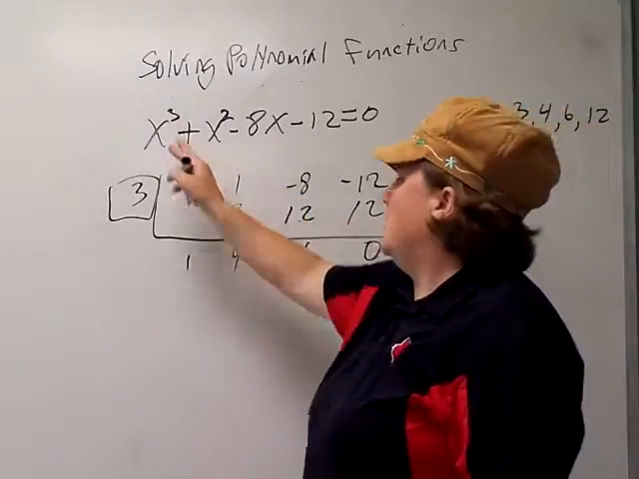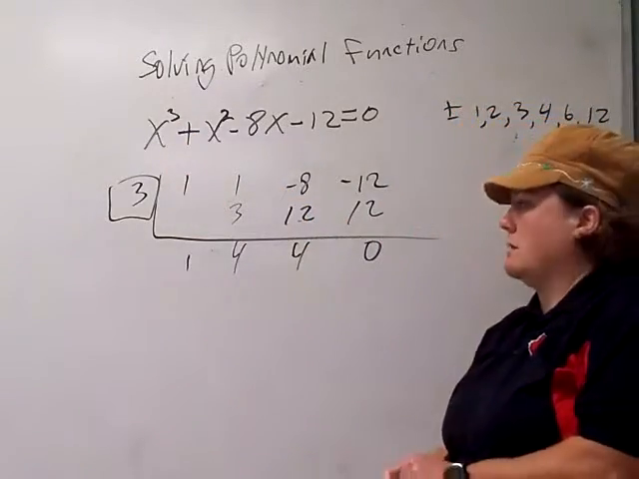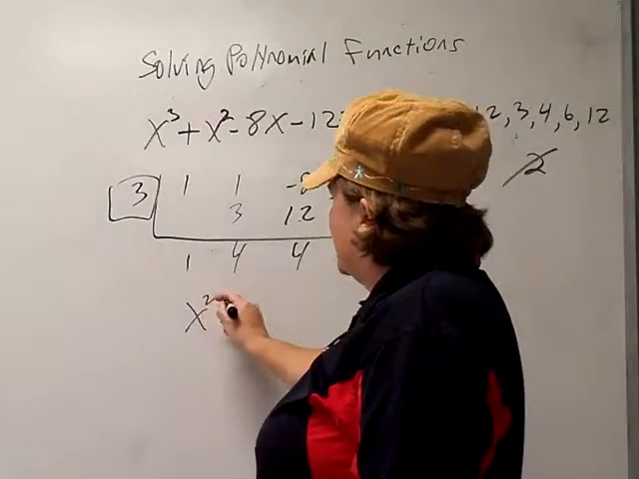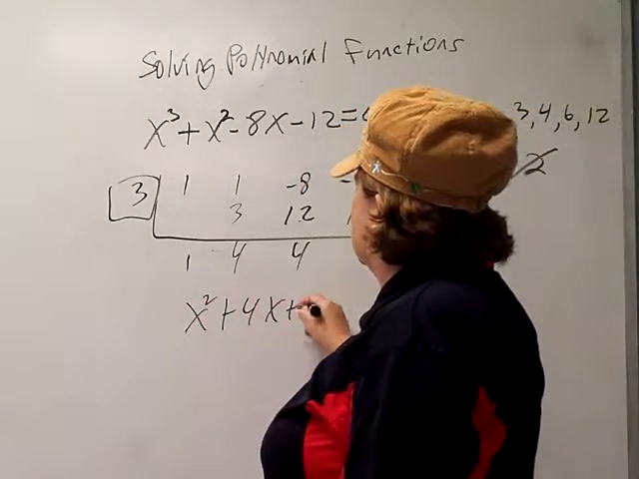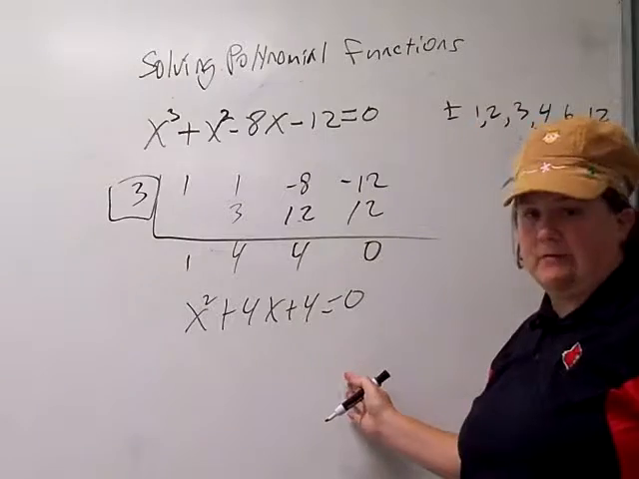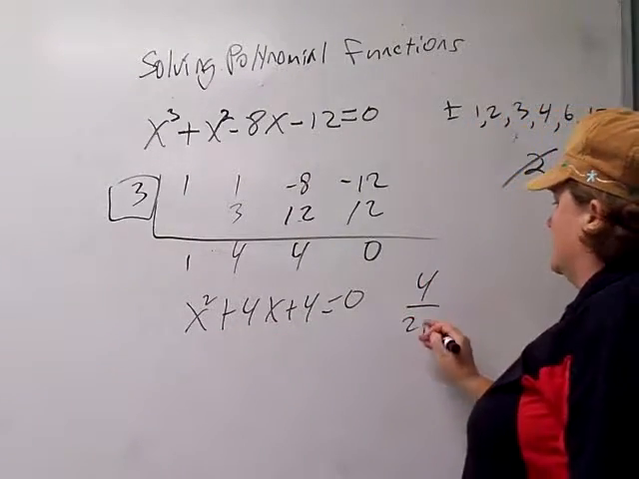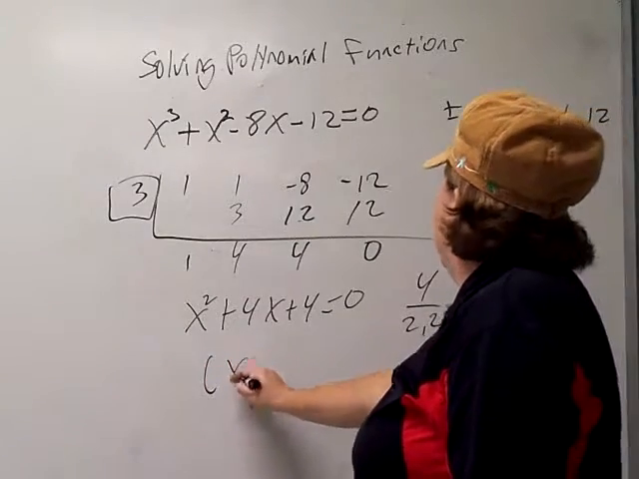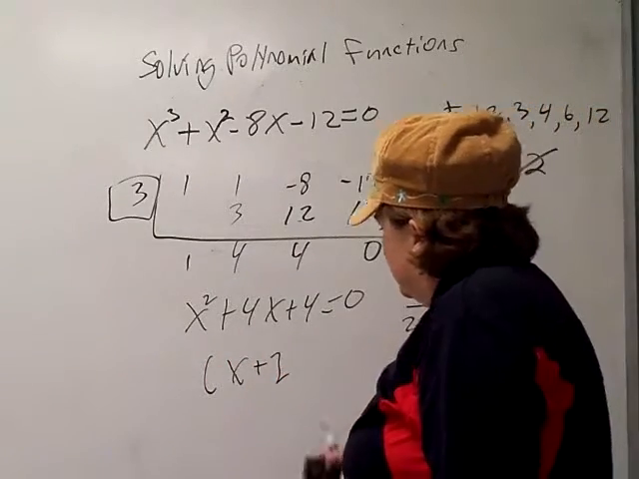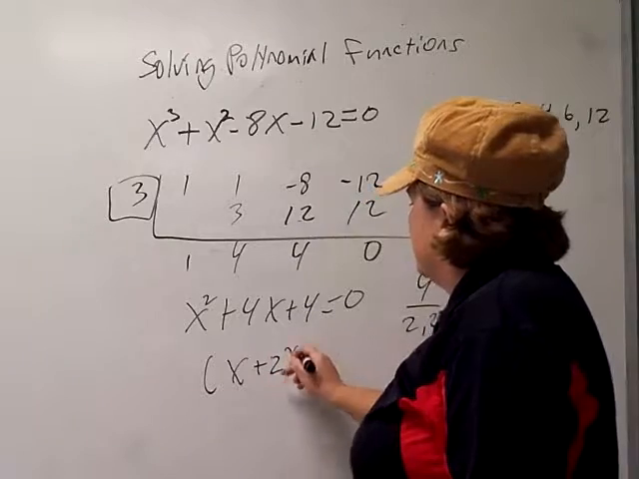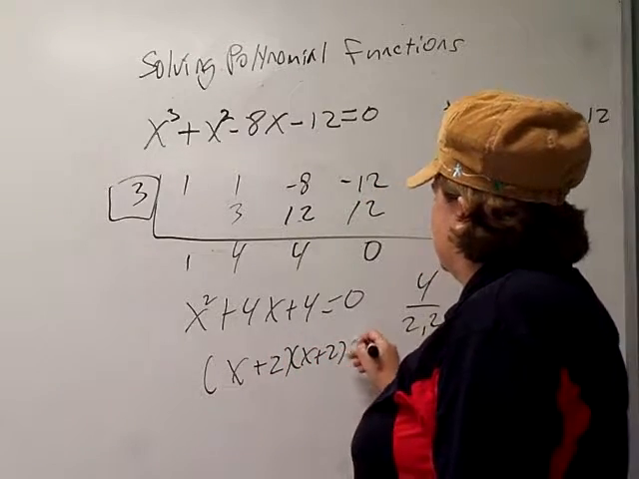This started off as x cubed, which means this is x squared. So I'm going to write my quadratic now. X squared plus 4x plus 4 is equal to 0. Can I factor that? A times c, factors of 4 that add to my b, 2 and 2. So that would be x plus 2, that's an ugly 2. X plus 2 times x plus 2 is equal to 0.